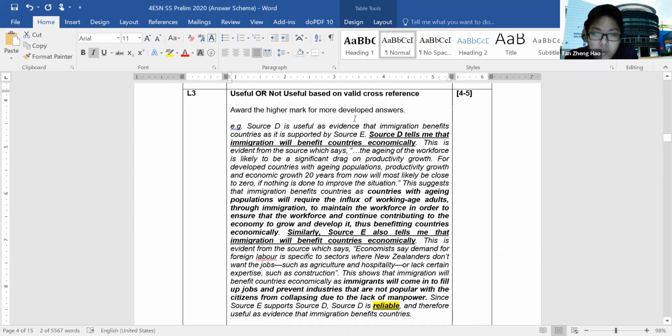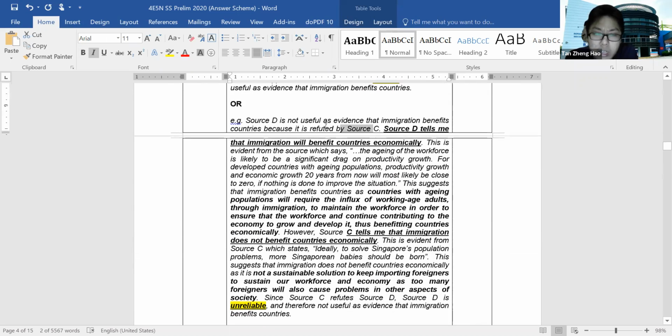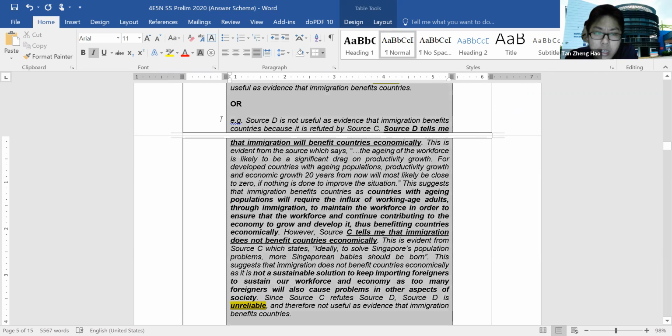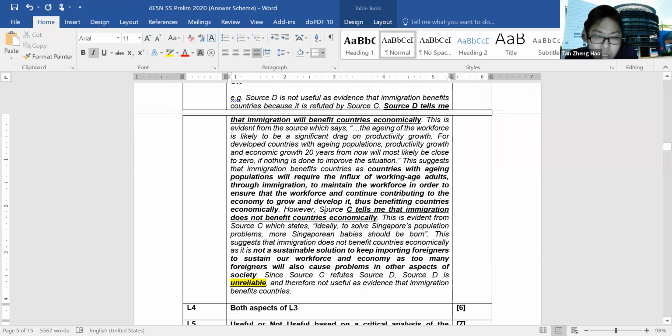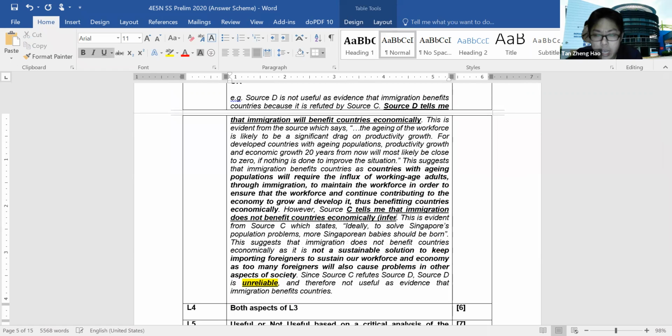Source D is not useful as evidence that immigration benefits countries because it's refuted by source C. That means it's challenged by source C. Source D tells me that immigration benefits the country economically, blah, blah, blah. Okay, this was basically what I said just now about source D. Okay, we covered that just now already. So let's look at the second part. However, cross-referencing to source C tells me that the immigration does not benefit countries economically. Okay, so here I have the inference of my cross-reference source.